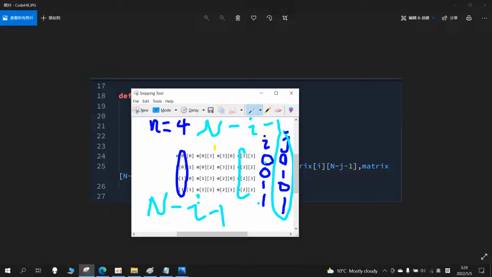Maybe we can take one example. Suppose we take this one, right? I is equal to 1, so 4 minus 1 is exactly equal to 2, and this one, 4 minus 0 minus 1, is exactly equal to 3. Okay, then let's go and discuss the last.